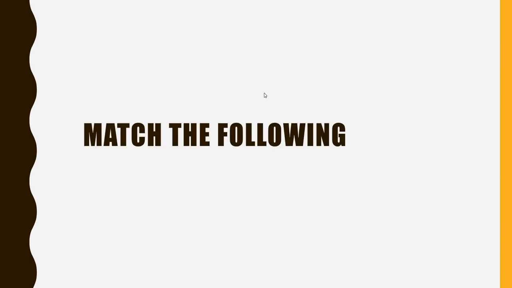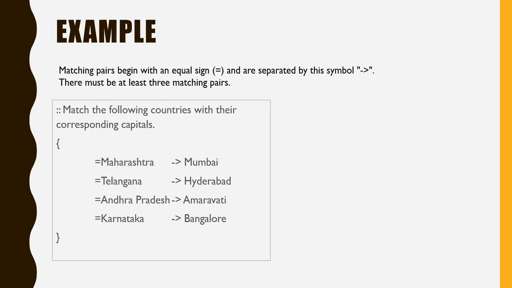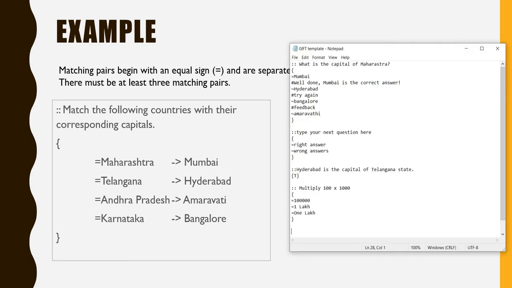Match the following. How do you give it? Let's see here. Matching pairs begin with an equal sign and are separated by this type of combination, a hyphen and a greater than symbol. There must be at least 3 matching pairs. Less than 3 it doesn't consider as a matching pair. Alright, so let us practice. So the question begins. Question, match the following, etcetera.